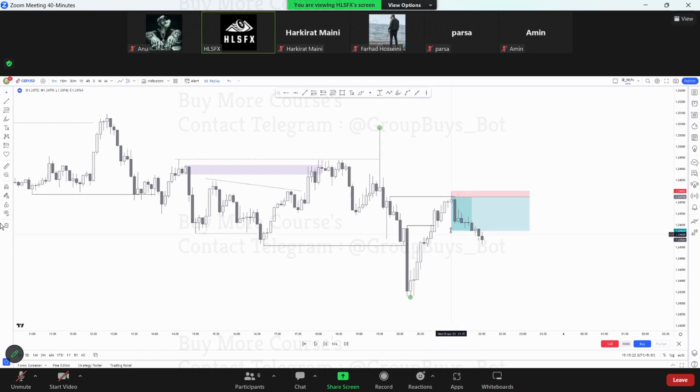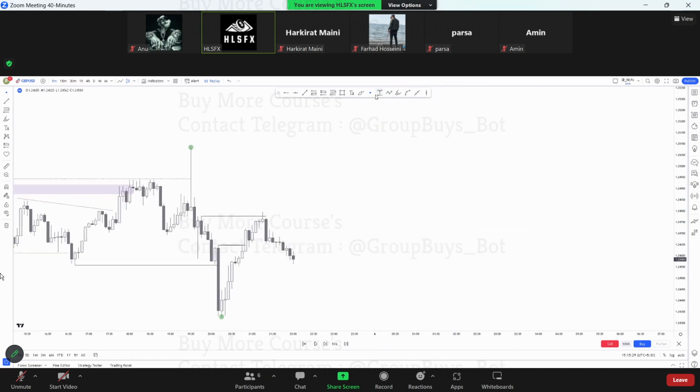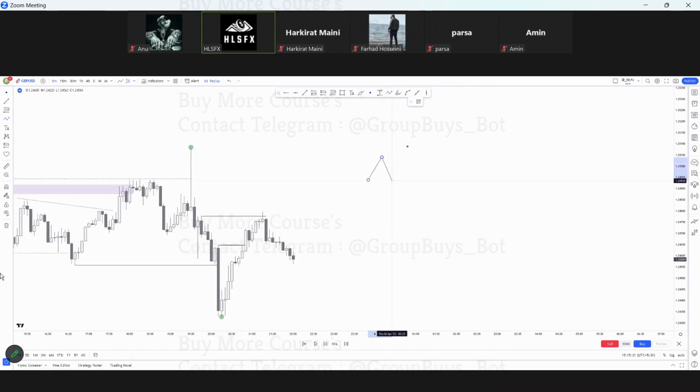I told you price will come to take all the internal range liquidity. Sometimes it won't take all the internal range liquidity. Okay. So now it depends. It depends on the price action. It depends on how the price is forming and where the liquidity is.